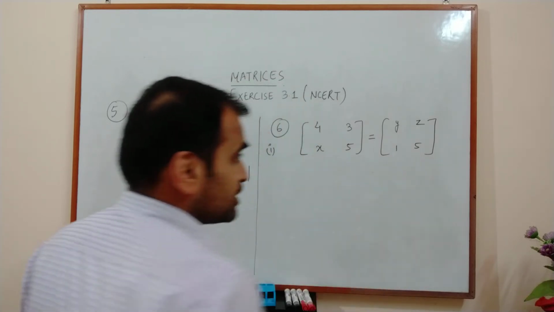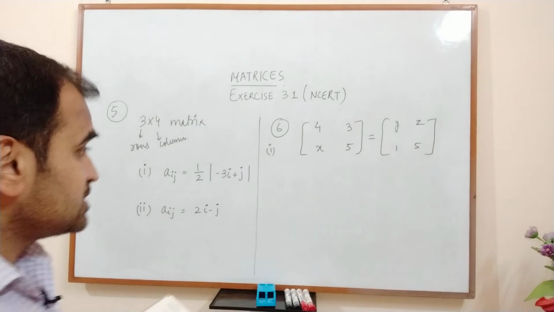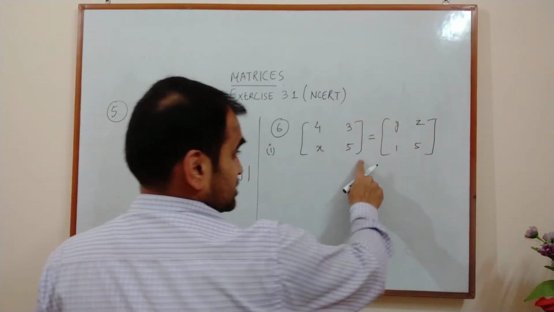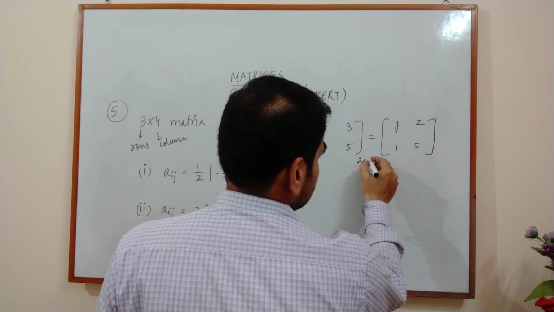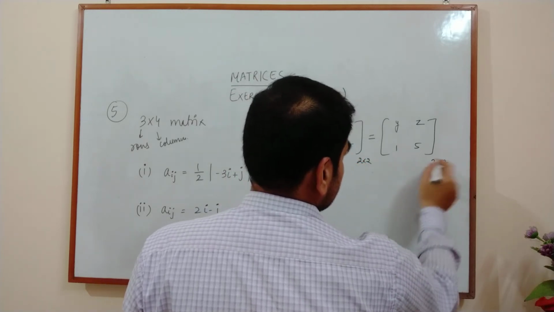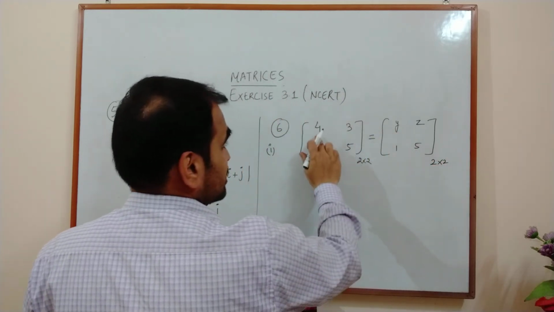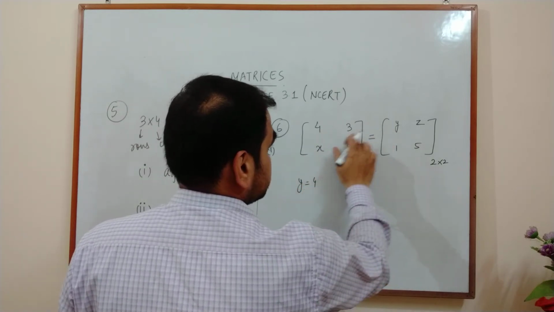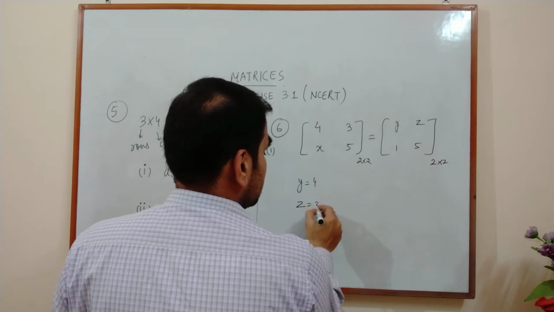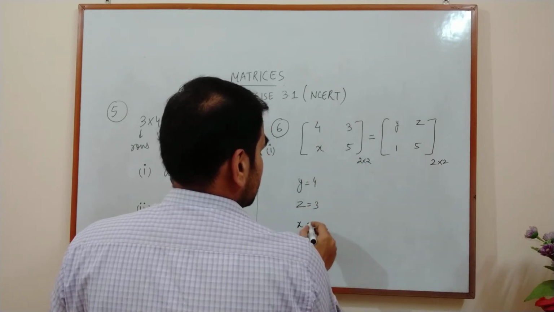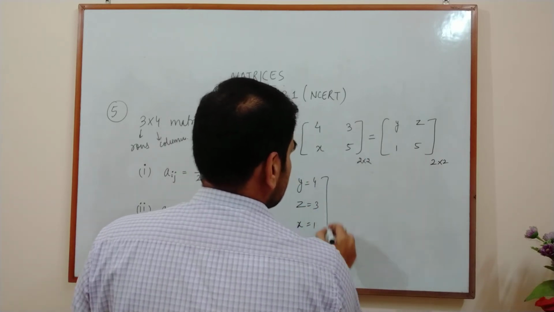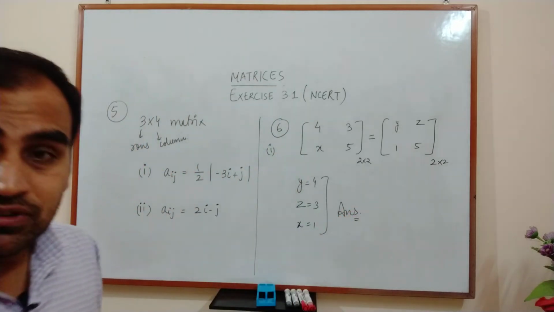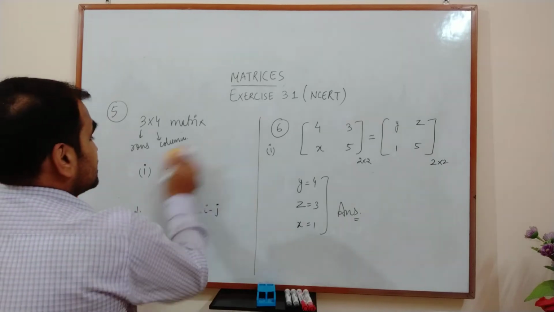So for the equality of the matrices, as we have already discussed, their corresponding elements must be the same. The first condition is that their order must be the same. This is a 2 cross 2 matrix and this is also a 2 cross 2 matrix. Now their corresponding elements must be the same. So if you compare the first elements, you will get y equals 4, z equals 3, next we get x equals 1, and here 5 equals 5. So these are the values of x, y and z. Simple. Fine. So this is about the first part of question number 6.